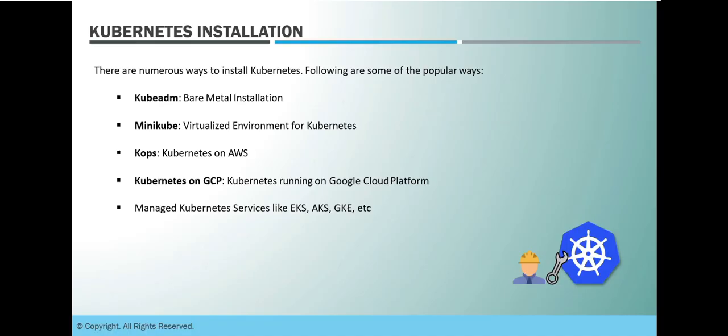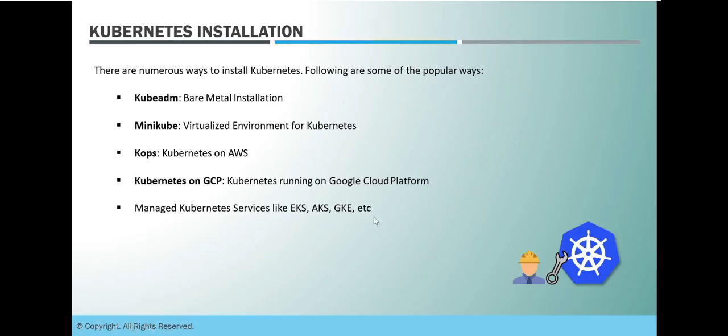Kops is actually meant for Kubernetes installation on AWS. AWS means Amazon Web Services, which is a popular public cloud available to users. There you can have managed compute engines, and there you can install your own Kubernetes cluster. Then comes Kubernetes on GCP, where you can deploy your own Kubernetes cluster on Google Cloud Platform using Google compute machines. So these are kinds of installations where you have to do your own Kubernetes installation.